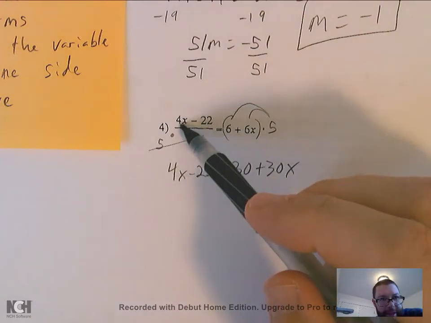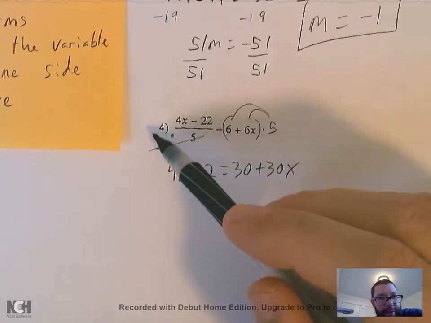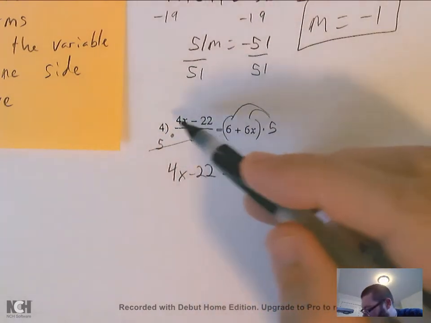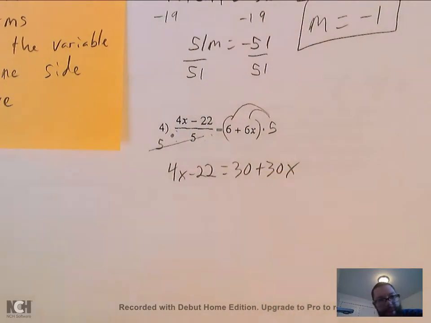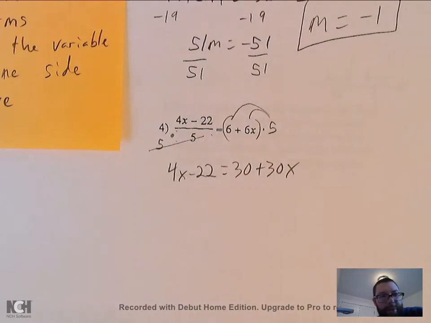So again, the top on this side did not have to be multiplied by anything because they were both being divided by 5. So when I multiplied this side by 5, it technically canceled out for both those terms, so you didn't have to worry about it. But this side was not being divided by 5, so you had to distribute.